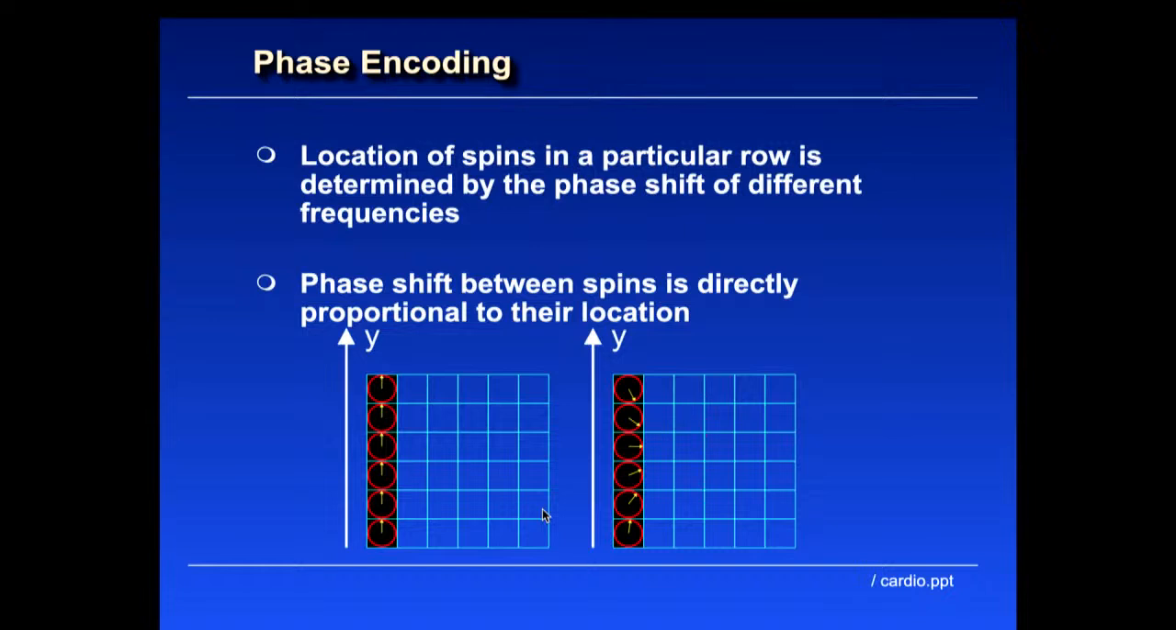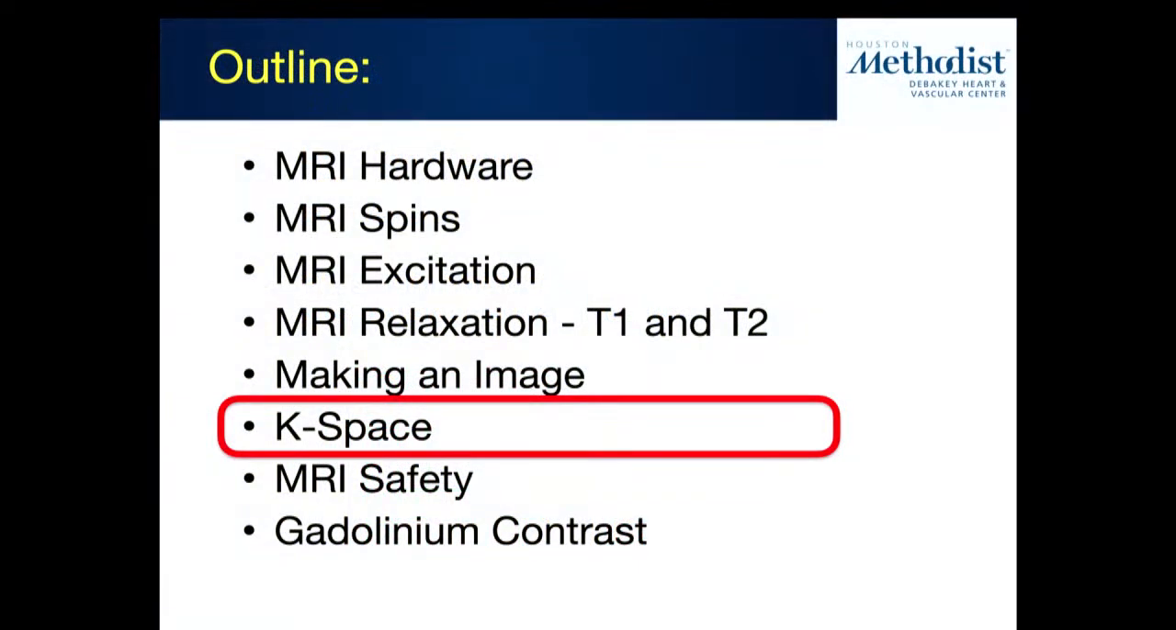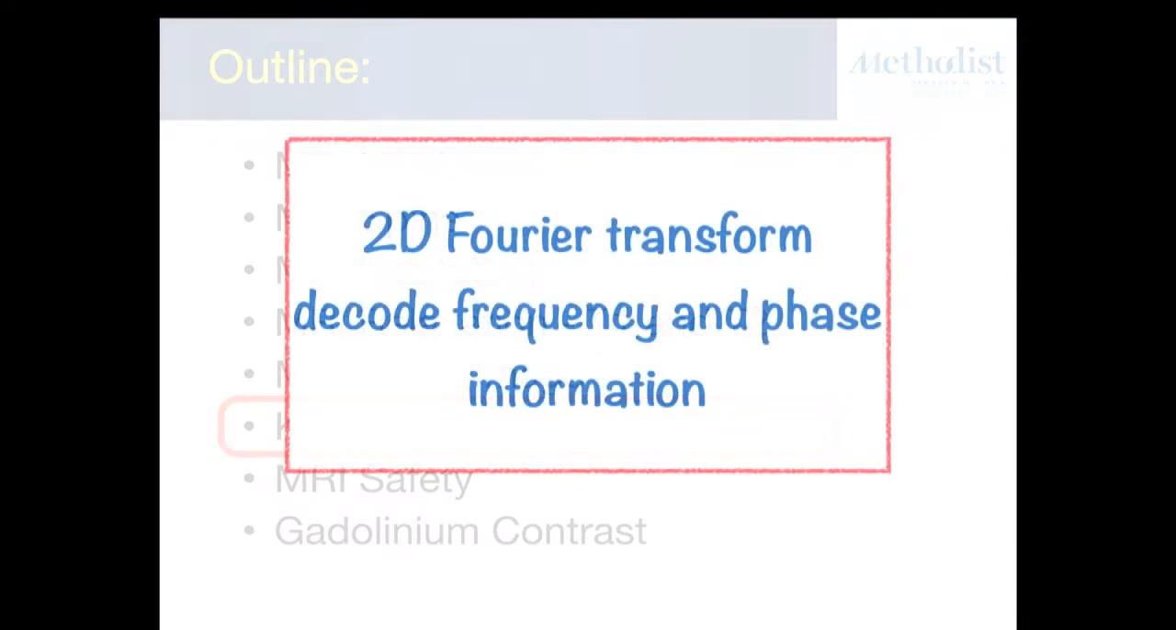So notice I only excite the z-axis, which is one particular slice. And then I start applying different gradients, which allow me to then localize where it is. So, that is collecting a series of information called phase and frequency, or phase and read steps.